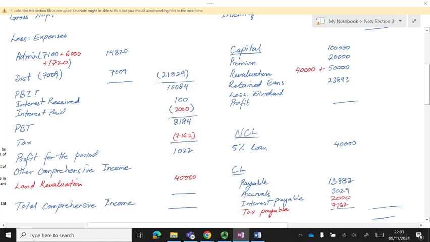Then other comprehensive income, there is a land revaluation, and the total is 41022. Now this profit is going to be part of the capital, which is 1022. There will be dividend, so just leave it blank.